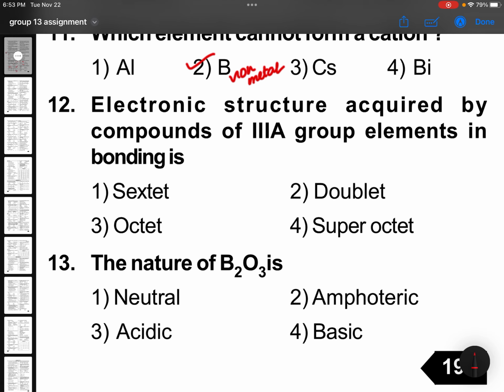Electronic structure acquired by compounds of third A group elements in bonding is sextet. Third A group elements have 3 electrons of their own and they are going to get 3 more, so the total number of electrons will become 6. That is called sextet configuration. Doublet means 2 electrons, octet means 8 electrons, superoctet means more than 8 electrons, sextet means 6 electrons.